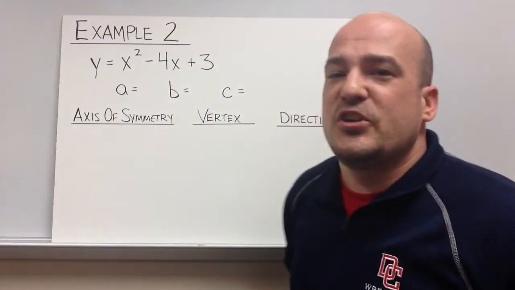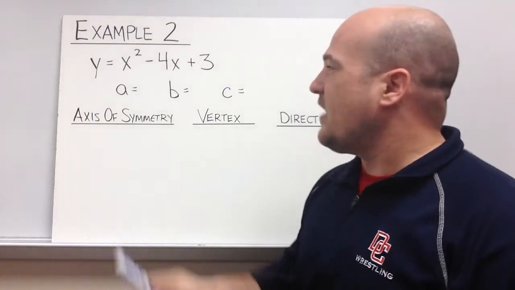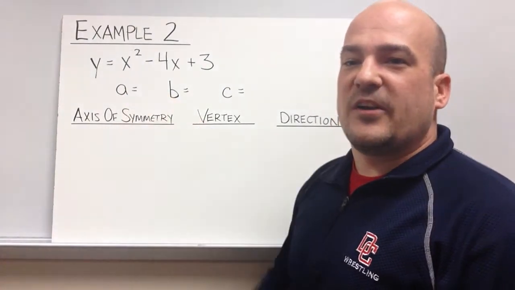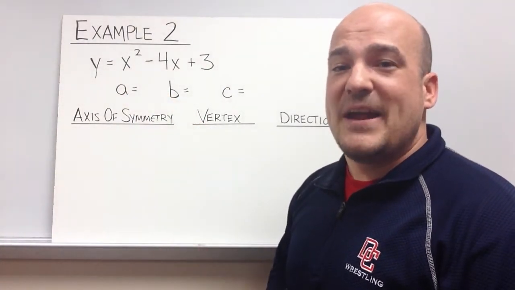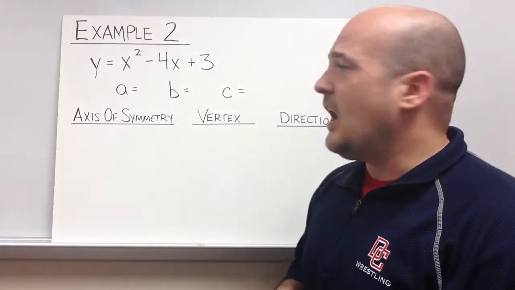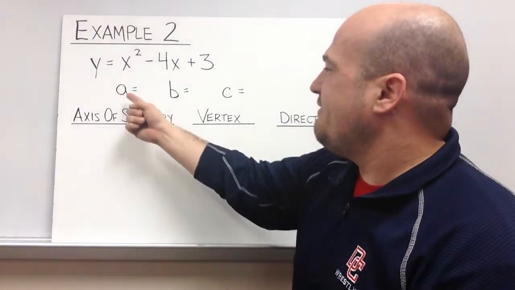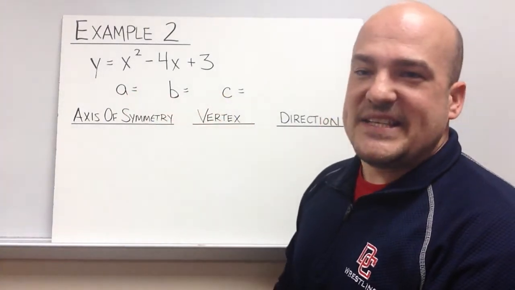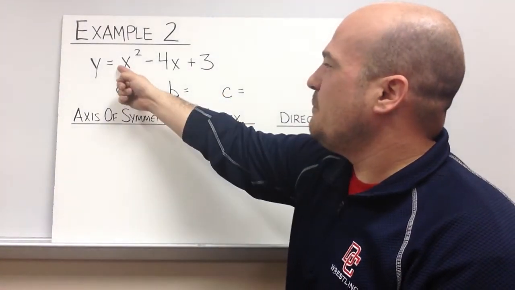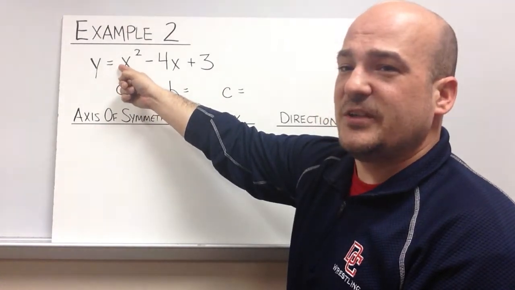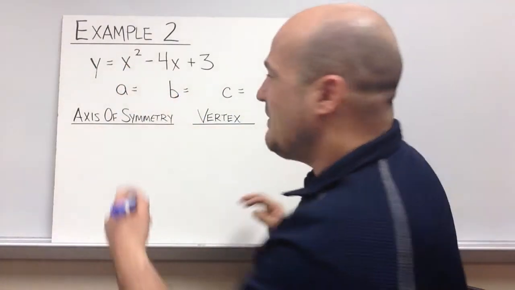All right, in example 2, again, I've got a quadratic equation. I know that because my x variable is squared. Okay, so it's going to make a parabola. All right, again, the first thing that I want to do, especially at the beginning here, is define what's my A, what's my B, and what's my C. Okay, in this case, I look at my number in front of my x squared term, and there's nothing there, so my A must be a 1.